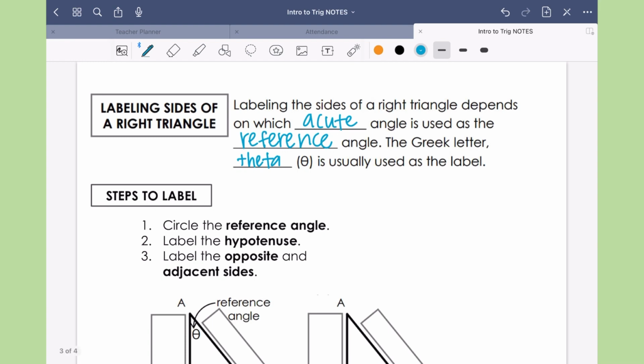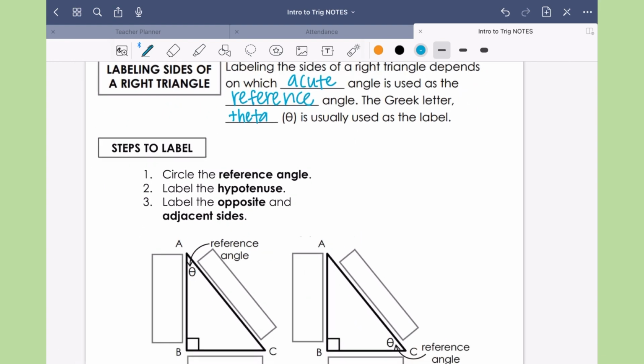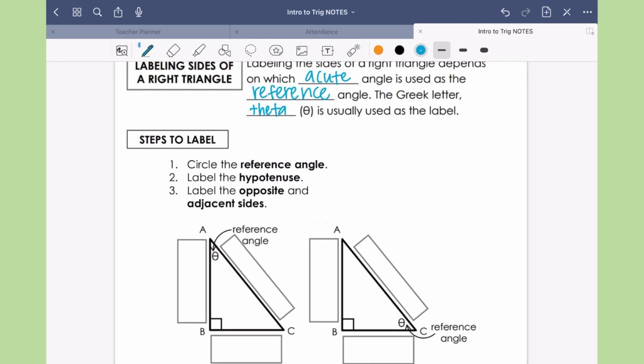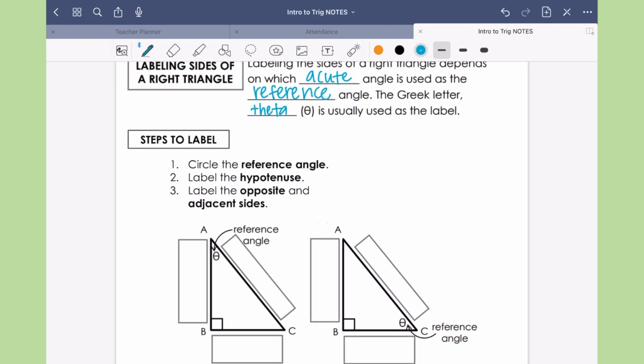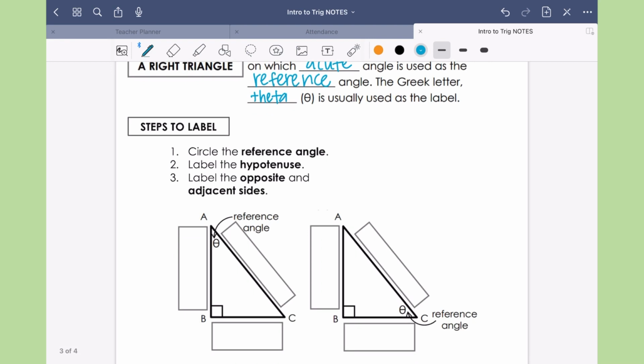So let's start. How are we going to label this triangle? It says, circle the reference angle. There are two triangles, so you can see the difference between both of them. For the first one, since this is the beginning of learning, I kind of pointed at it, but you actually need to circle it. So get your pencil and circle the reference angle there, and then circle the reference angle on this one. They're in different positions, but they're there, and we can see them.